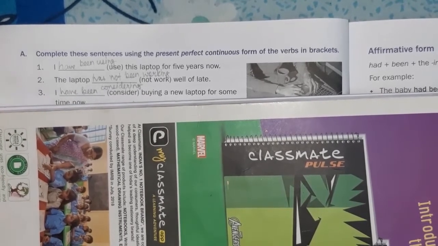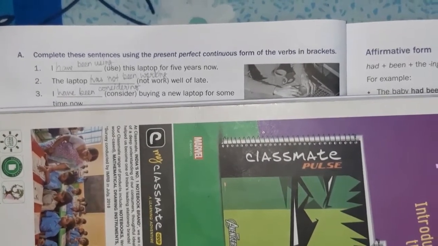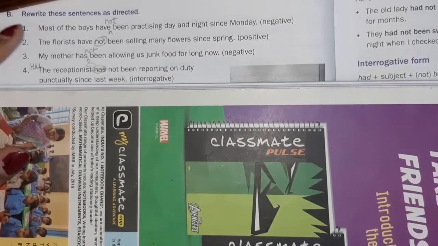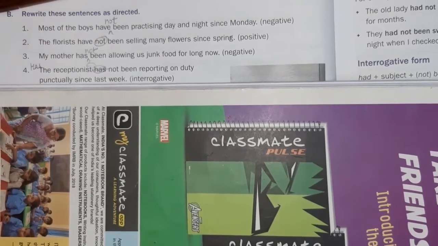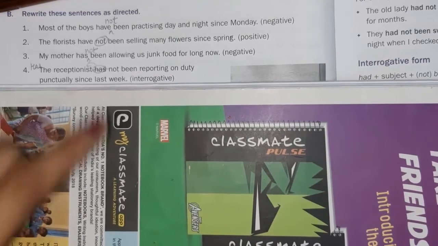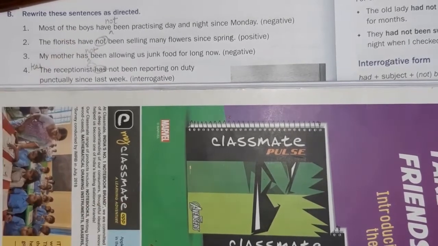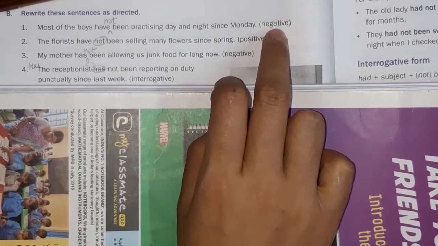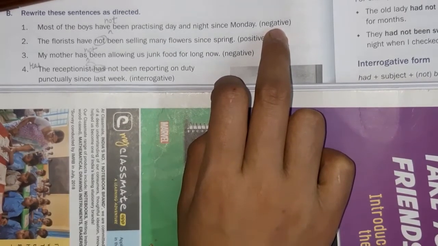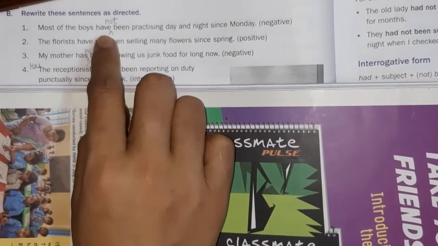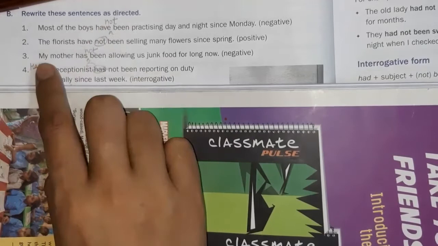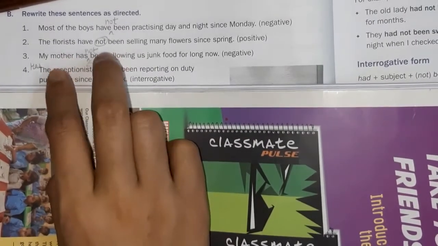Okay, let's do number B. In number B, you have to rewrite the sentence as directed in the bracket. Whatever is given, you have to change it in that way. If negative then negative, positive then positive, and interrogative then interrogative. For example, most of the boys have been practicing day and night since Monday. Change it into negative. Negative means you have to use not, and I think all of you know where to use not. Not always you have to use with the auxiliary verb. So here, have not. The florists have not been selling many flowers since spring.